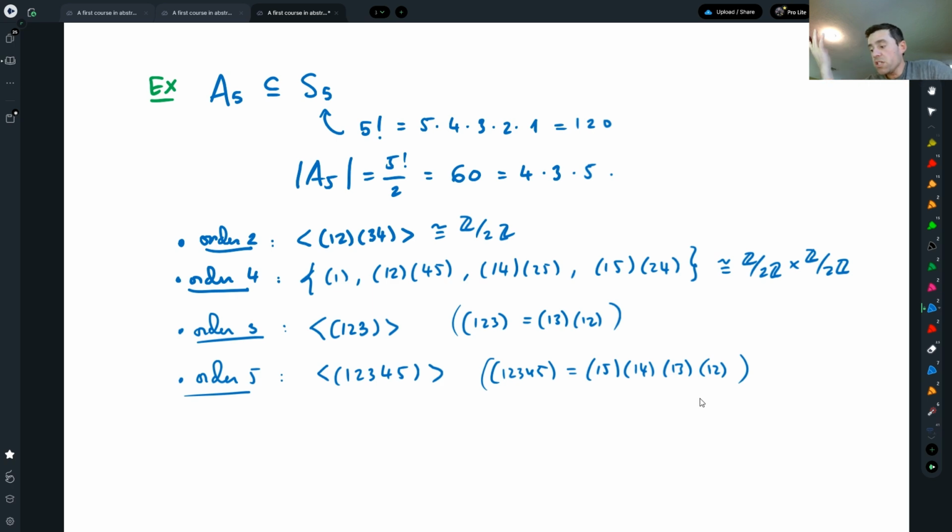But the question is, how many are there? What's the relationship between several of them? For example, for order 3, there are others. I can take, well, there's a lot probably, right? I can take (1 2 4). That is a subgroup of order 3. So how about that one? How is it related to this one? We will see that they are conjugates.